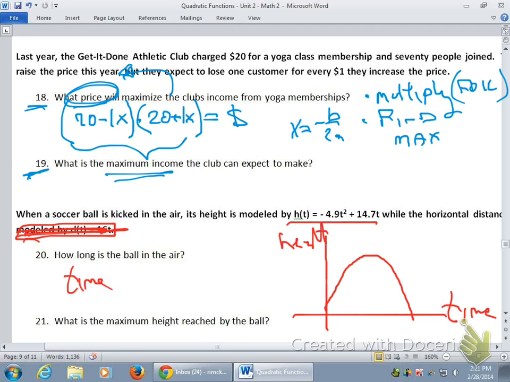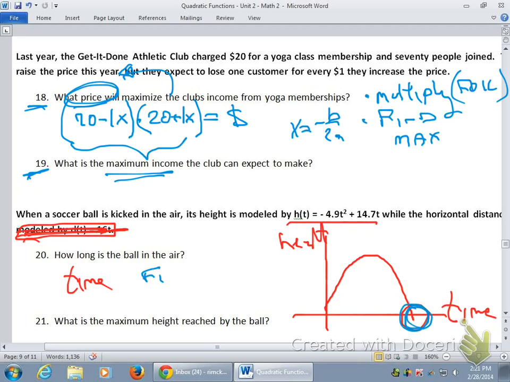Okay? The ball is in the air this whole time. It's still in the air, still in the air, still in the air. What happens right here? It hits the ground. It is no longer in the air right here. So whatever this answer is right here, this answer is the answer to number 20.